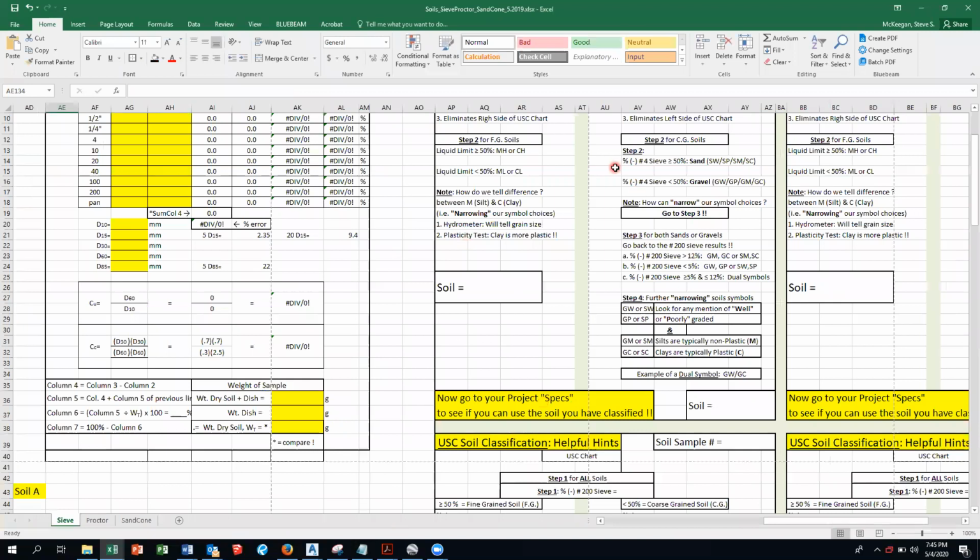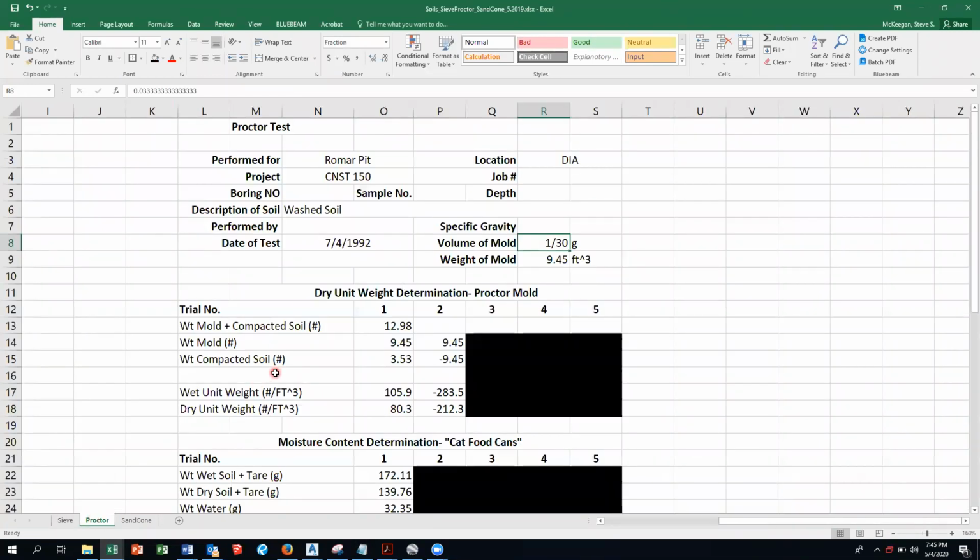Remember we were just looking at, it's the same Excel that had the sieve analysis. Now it has the Proctor for you. Okay? It has the Proctor for you.